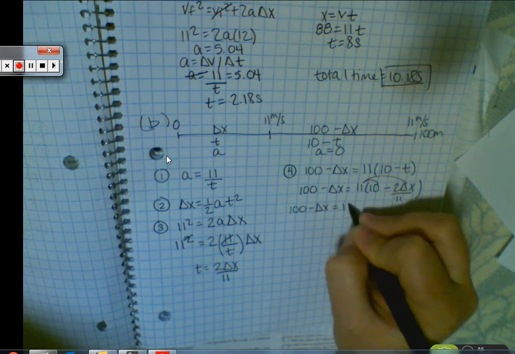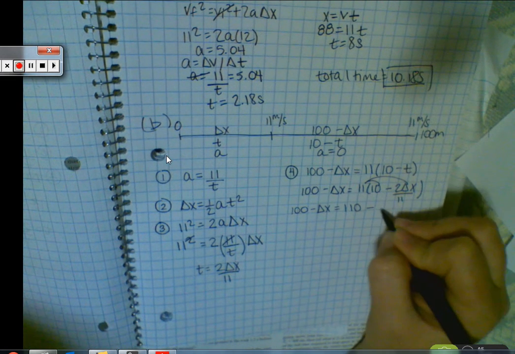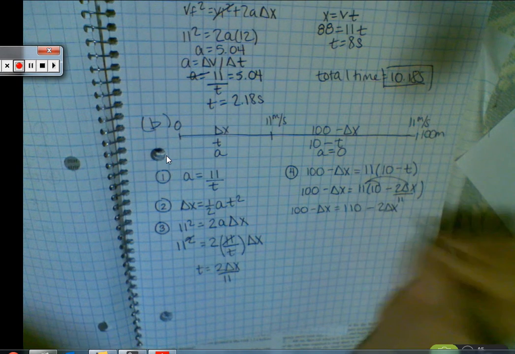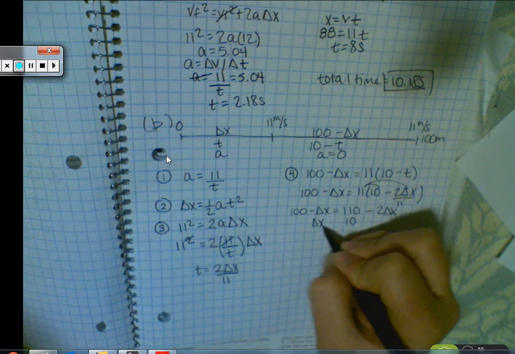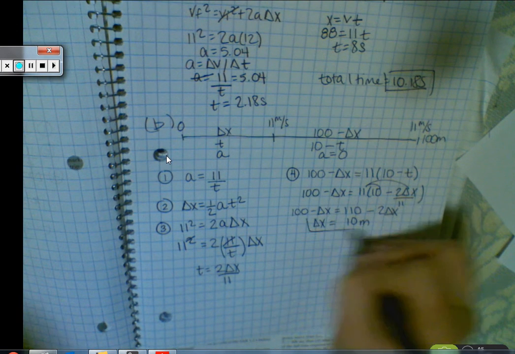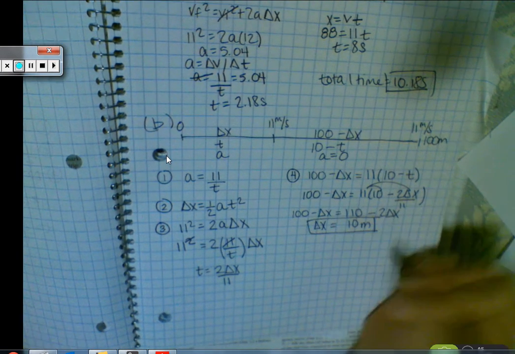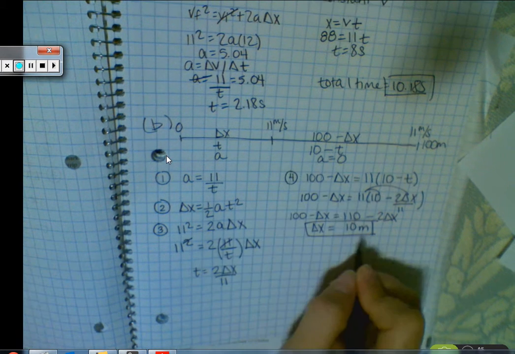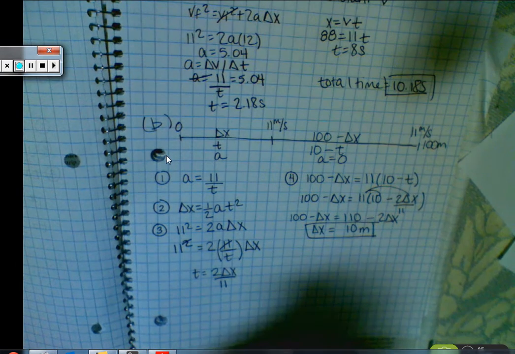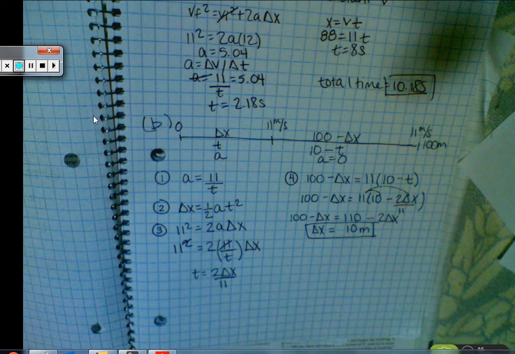I need to distribute that, so I get 110, and that 11 cancels. Now we have a beautiful equation. Subtract 100, you get 10, add 2x, you get 1 delta x, and so voila, our answer is 10 meters. That means he needs to reach 11 meters per second in 10 meters in order to do this race in 10 seconds.